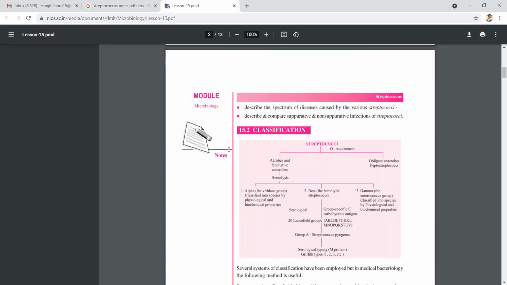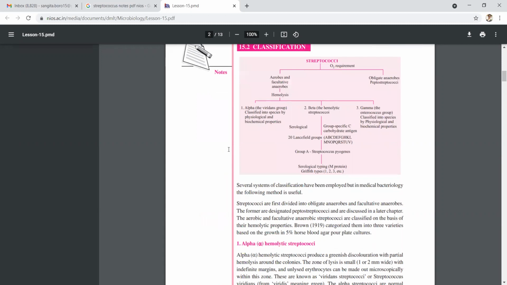Now we see the classification. That is, what are the different types of streptococci? Streptococci itself is a genus. Now within that genus, in order to study about the different species, you will have to classify the bacteria depending upon the requirement of oxygen. That means certain Streptococci require oxygen. There are a few who do not require it, who can survive in absence of oxygen. The ones which are obligate anaerobes, that means they do not require oxygen at all.